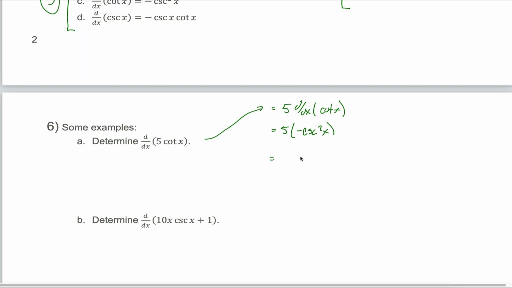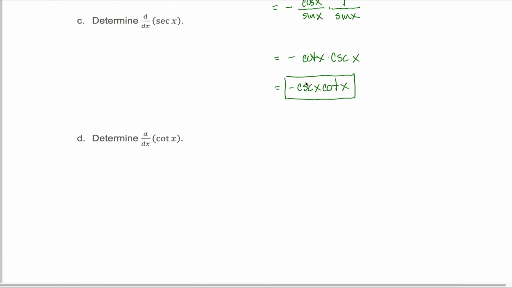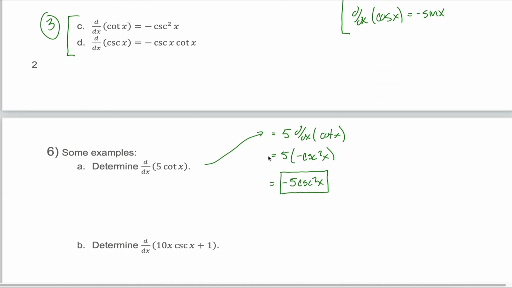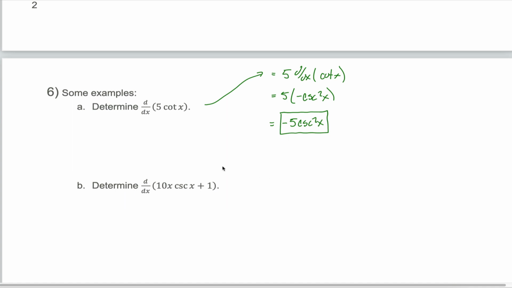There's no reason to write these parentheses. 5 times negative cosecant squared x is the same as negative 5 cosecant squared x, and this is a little bit easier on the eyes, so I'd probably stop at this stage. The point is just, as long as you're not trying to rederive these facts, as long as you have these memorized, this first example is pretty straightforward. What about this second example? Well, this one might be a step more complicated, but I think you'll find that it's manageable.